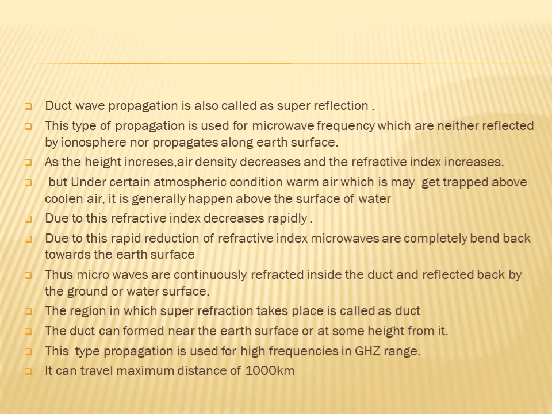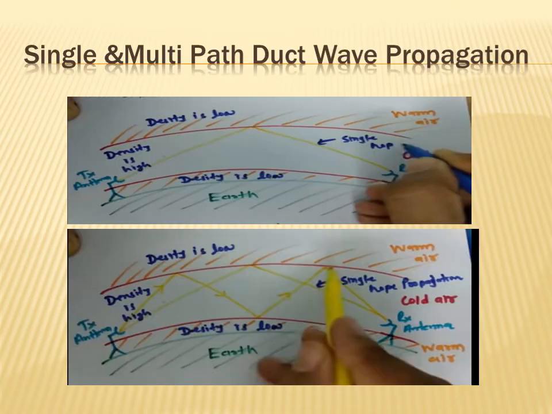So it is a very easy concept. You have to write all these points in the MSBT exam. Next one is single and multipath duct wave propagation. First question: why are we using multipath propagation? To increase the distance, we use multipath propagation.